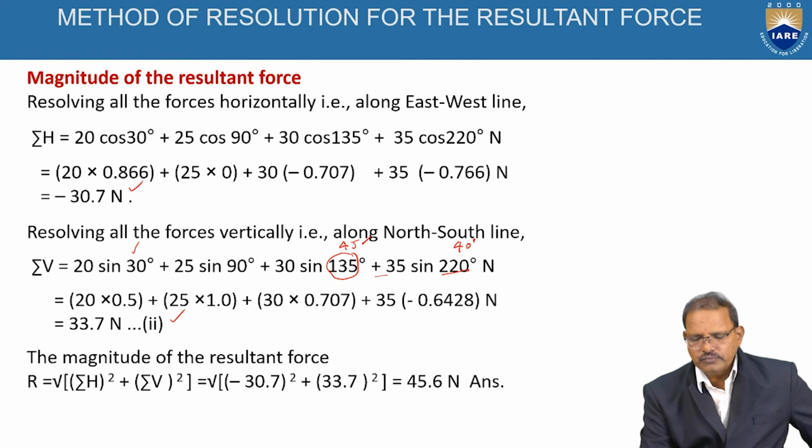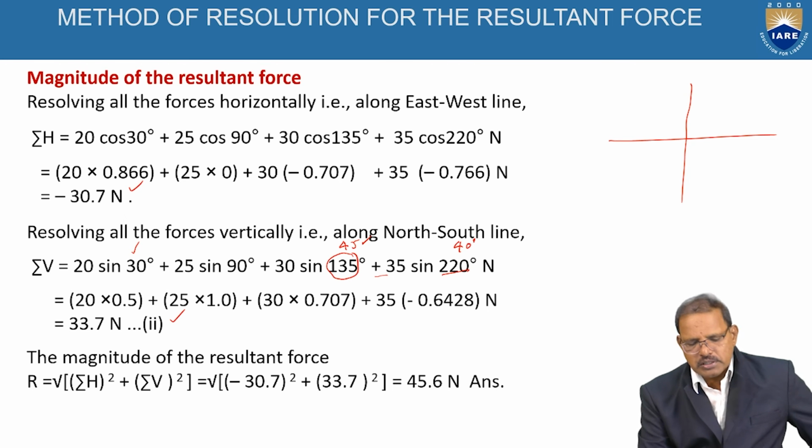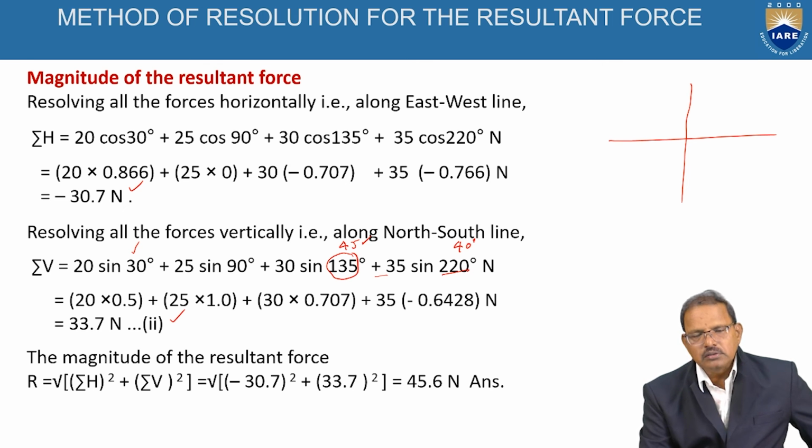Sigma H is negative and sigma V is positive. That means it belongs to the second quadrant, so the resultant will make an angle which lies between 90 and 180 degrees. The magnitude of the resultant force is equal to the square root of sigma H squared plus sigma V squared, which is equal to the square root of minus 30.7 squared plus 33.7 squared, which is equal to 45.6 newtons as shown in the figure.